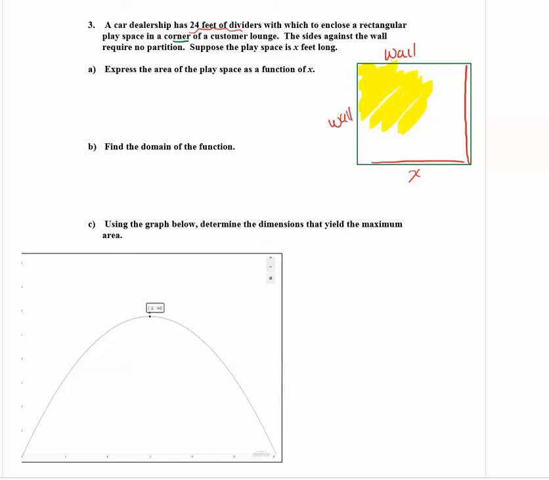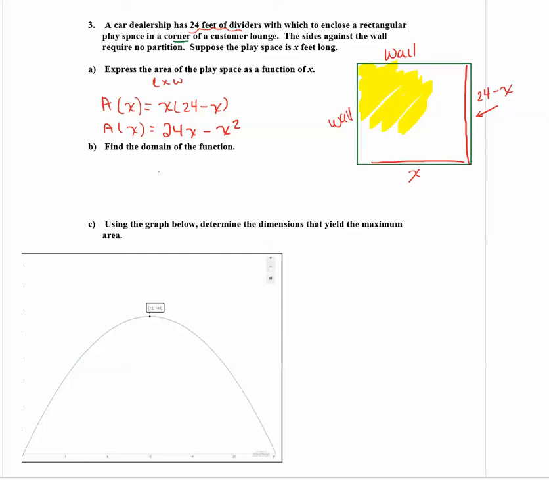Well, since I don't have a partition that's also X feet on the other side, then the other dimension here is just one other side, and that's just going to be 24 total feet minus X feet. So the area in terms of X, A of X, is length times width. So for this it would be X times 24 minus X. And if we cleared parentheses, we would get 24X minus X squared.